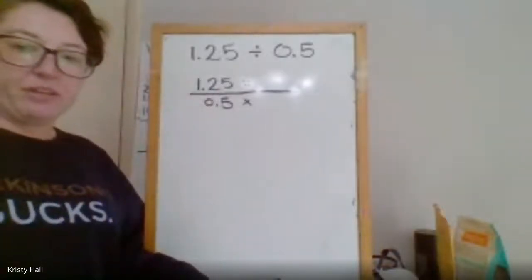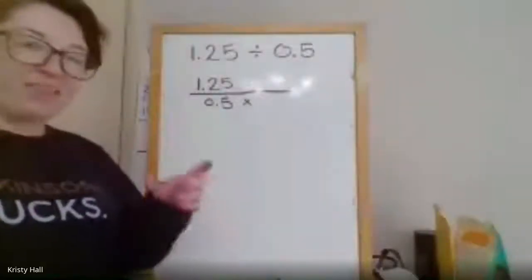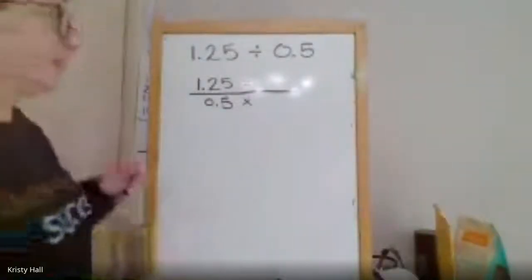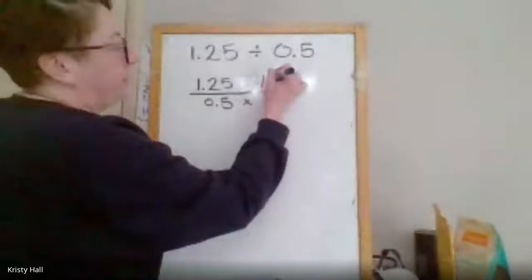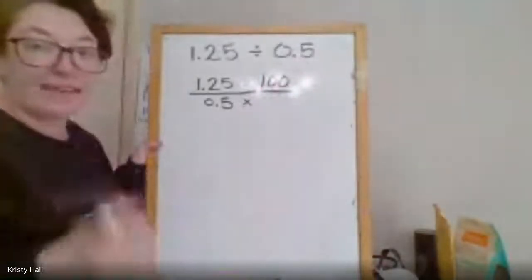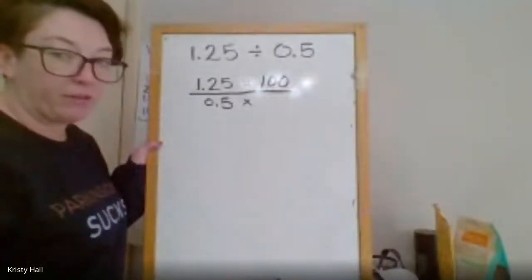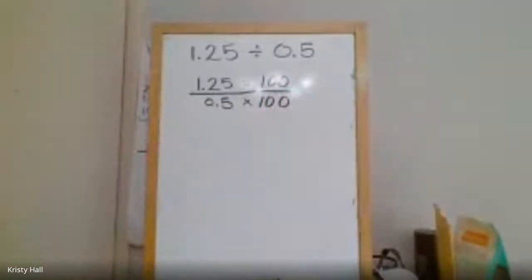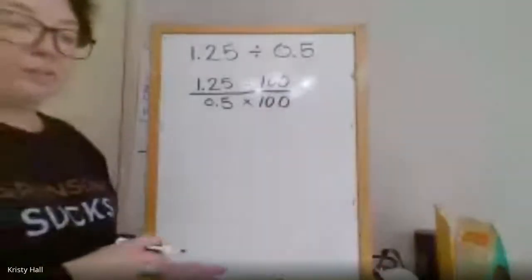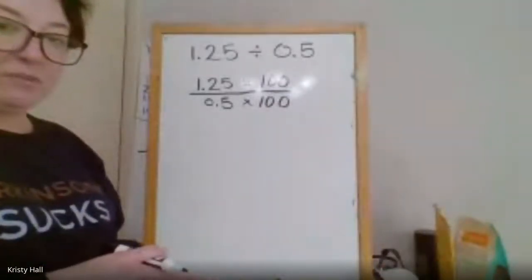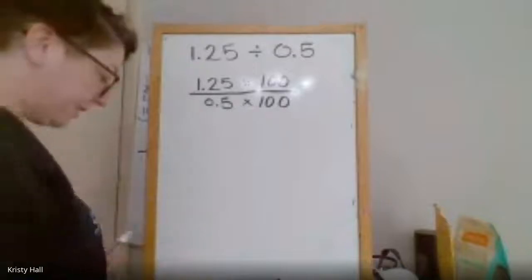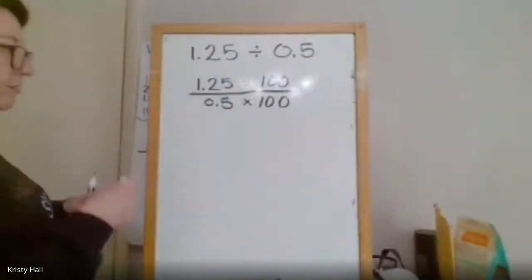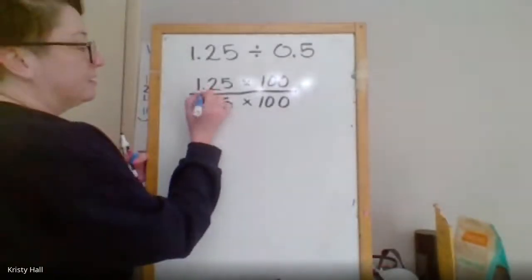What should I multiply by? Summer, can you help them? 100. Yeah, I want to multiply by the bigger one. Perfect. I'm going to multiply by 100. I have to do that on the top and the bottom. Whatever I do to the top, I do the same thing to the bottom. So for both of these, I have to move my decimal 2 places. So I'm going to think like this.